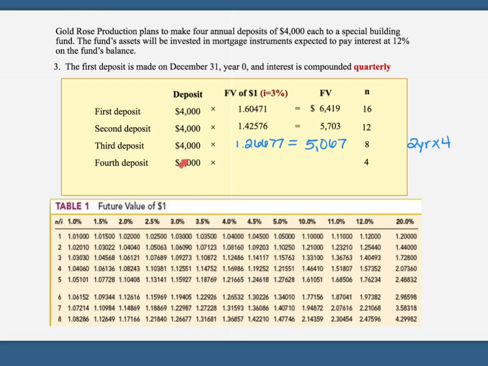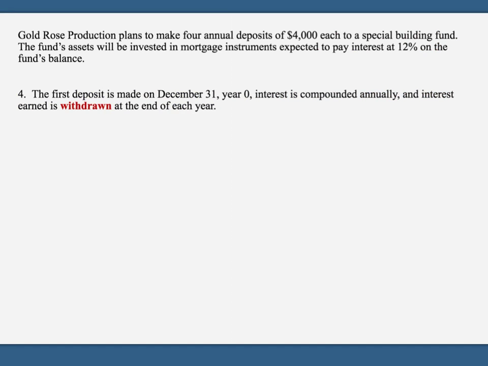And finally, our fourth deposit, again, it's a $4,000 deposit. We have 4 periods because there's 1 year left when the deposit is made on January 1 of year 4. So 1 year times 4 quarters. We look for that future value factor. 4 at 3%, 1.12551. And when we multiply that, we get 4,502. And now we can add up the future value of each deposit made, and that's going to give us a total accumulated amount. And that's going to equal 21,691.